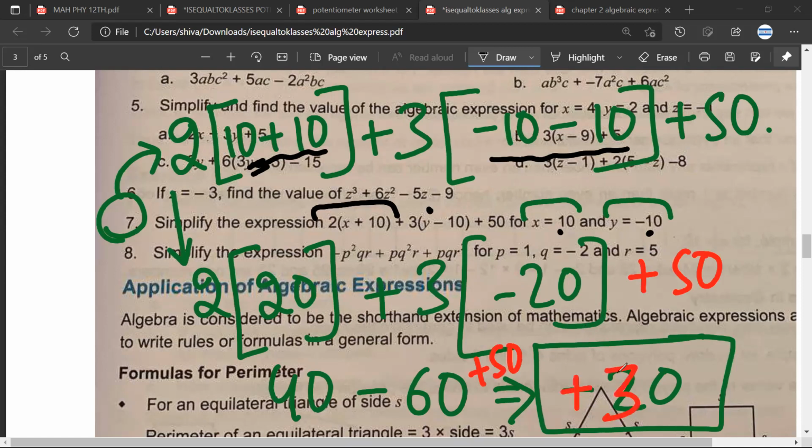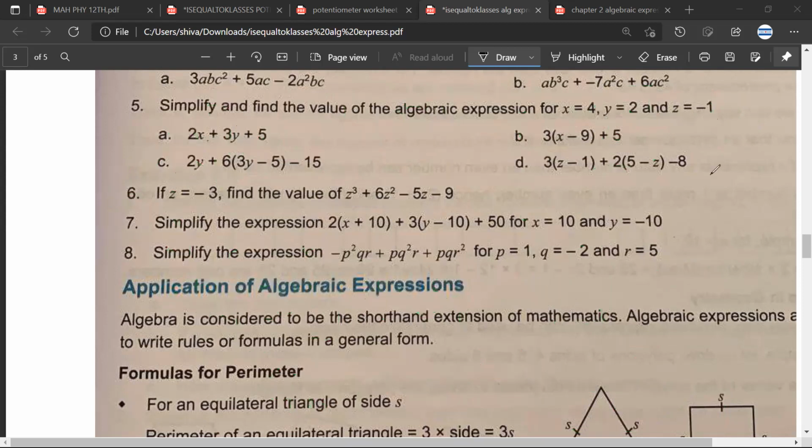Mr. Sarthak, is it correct? Yes, sir. Mr. Aryaman, is it correct? Yes. Mr. Satya, have you understood? Yes, sir. See, I had missed the plus 50 part.